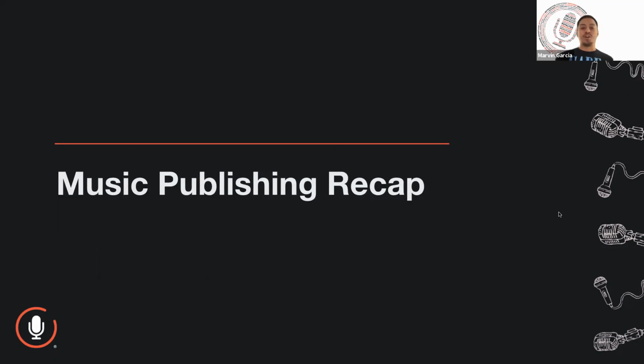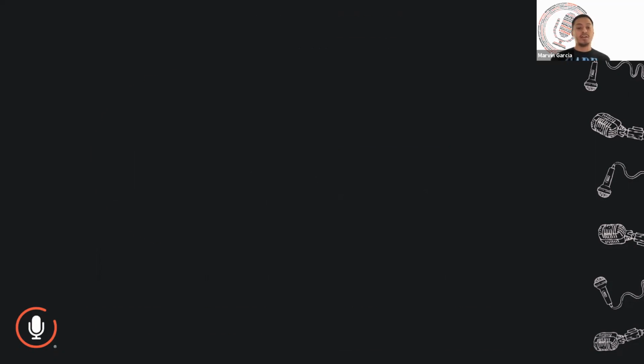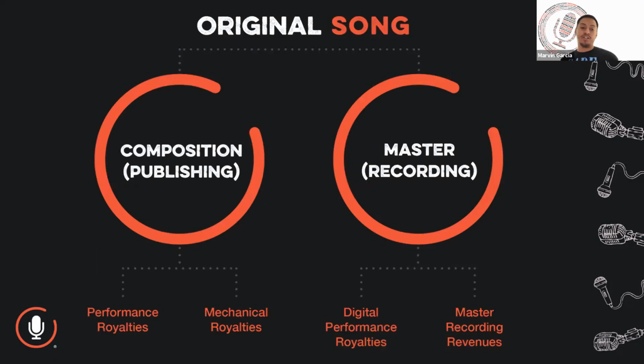Okay, so today we're going to go over a few parts of a song. We're going to talk about the composition and the master recording. These are the two parts of a song, your two copyrights. You have your composition, which is your publishing side, and you also have your master, which is your recording side. The composition is owned by the original songwriters or composers, and this is your music, lyrics, or melody. As for the master recording side, this is the final recording of the composition, and it's usually owned by the recording artist or sometimes even the label.